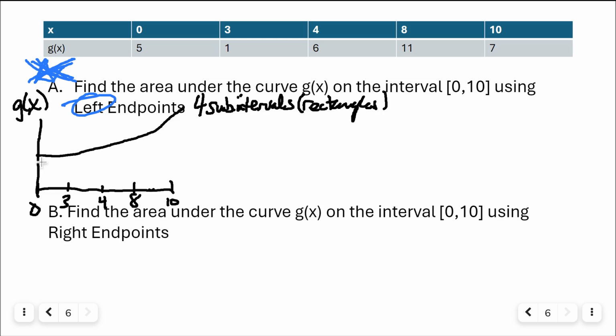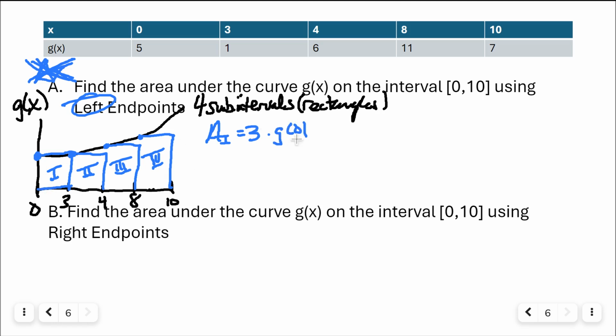All right, so left endpoint, starting from the left, draw across and down. That's rectangle 1. From the 3, across and down, that's 2. From the 4, that's rectangle 3. From 8, that's rectangle 4. So now I want to find the area of each one of these. How would I do that? The area of the first one is going to be the base, 3 units, times g of 0. And I'll go in the chart in just a minute. Area number 2 would be 1 unit from 3 to 4, g of 3.